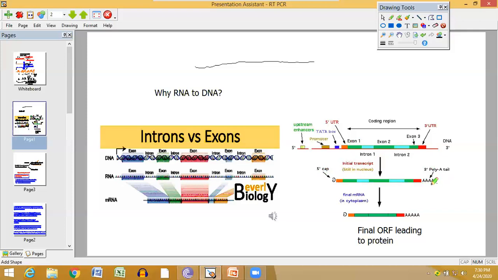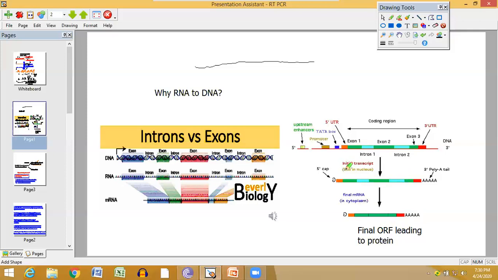to recognize the ending point, the termination of the gene. And when the final mRNA is formed, it is formed only of the exons, these green regions. So if you don't have this region, you don't have this ORF. That means you don't code the protein.